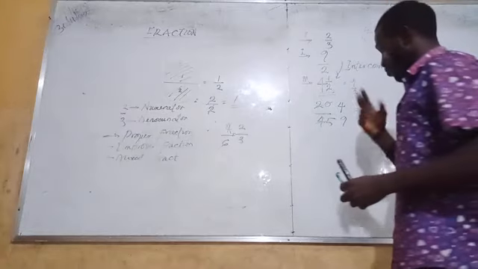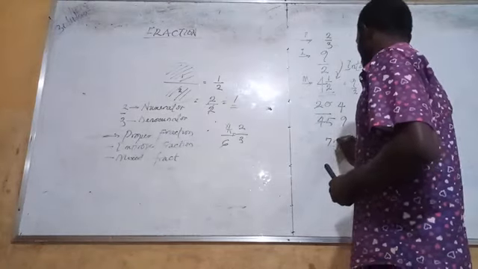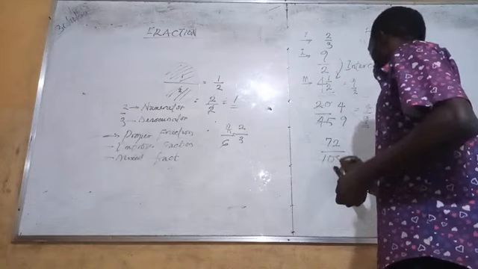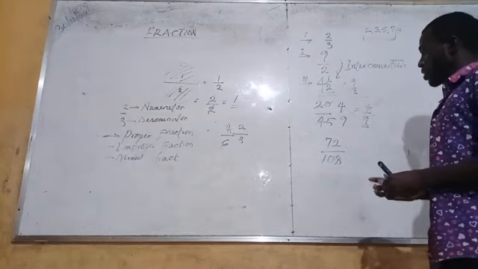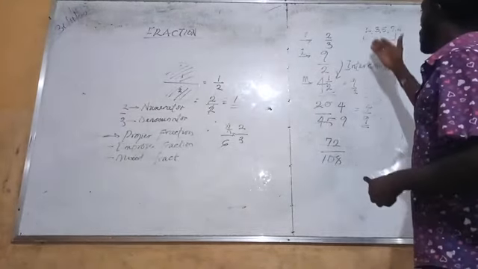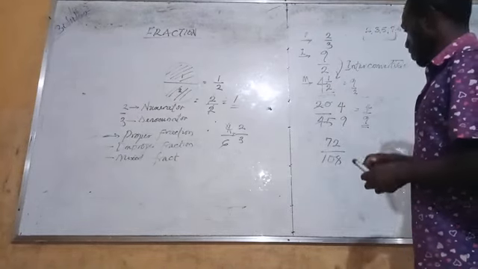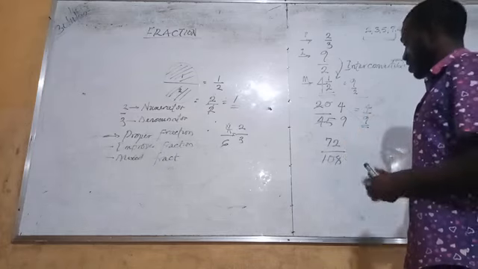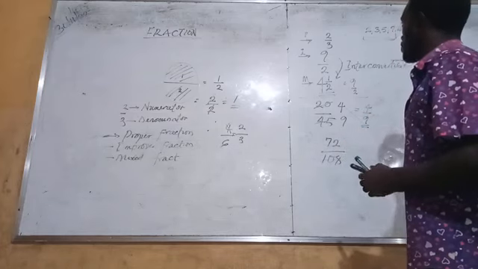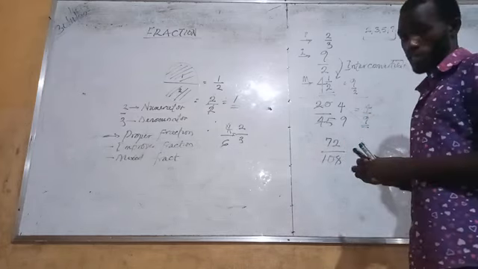We're going to do one more example and then we end the class. So for example, we have 72 over 108. To reduce this to the lowest term, we're going to start with dividing by 2, seeing that 2 can divide numbers that end with 0, 2, 4, 6, 8.